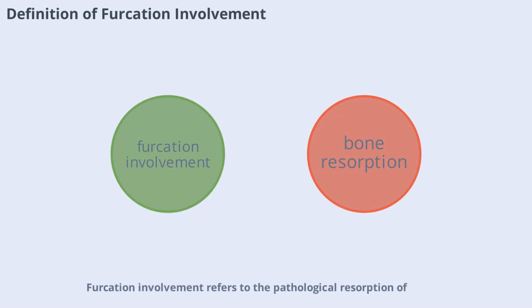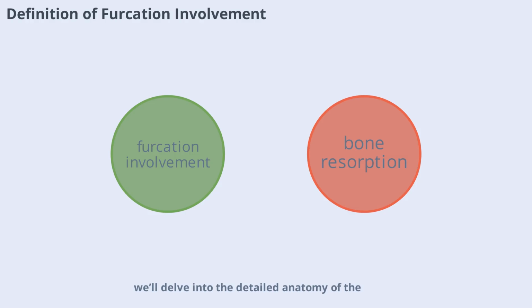Furcation involvement refers to the pathological resorption of bone within the furcation area of multi-rooted teeth. According to the American Academy of Periodontology, this condition occurs when disease processes invade the bifurcations or trifurcations, leading to bone loss. The furcation is the space between individual root cones, and its involvement can significantly impact tooth stability and periodontal health. Recognizing furcation involvement early is crucial, as it often signals advanced periodontal disease and can complicate treatment.